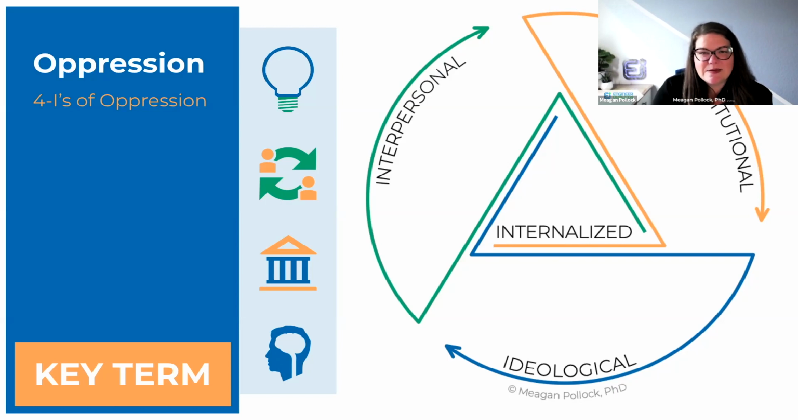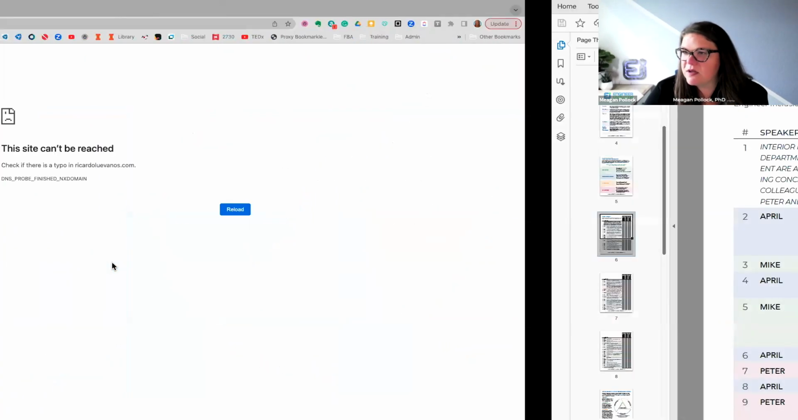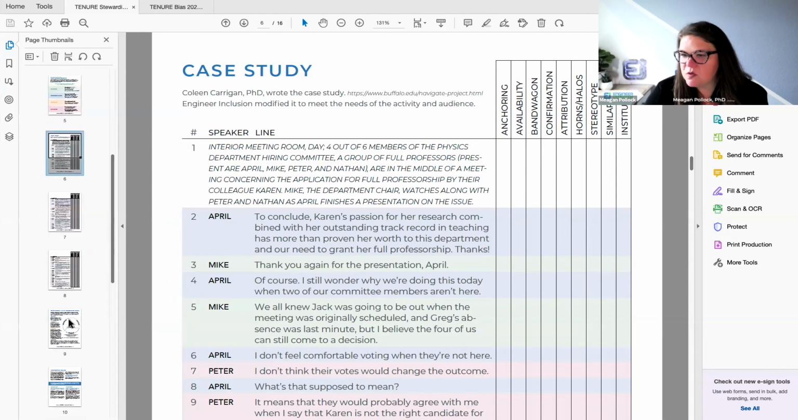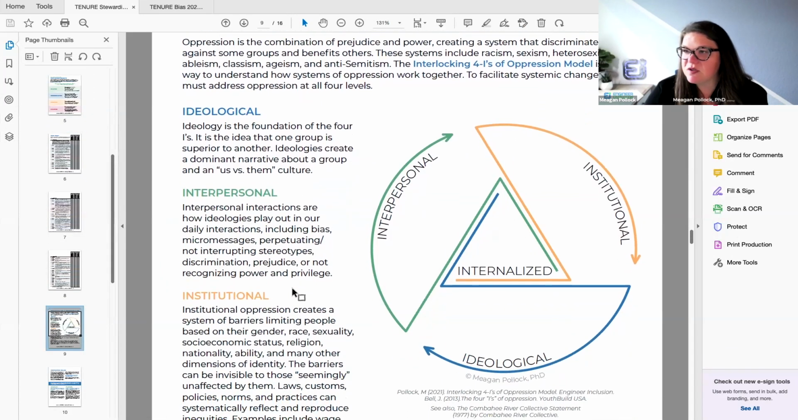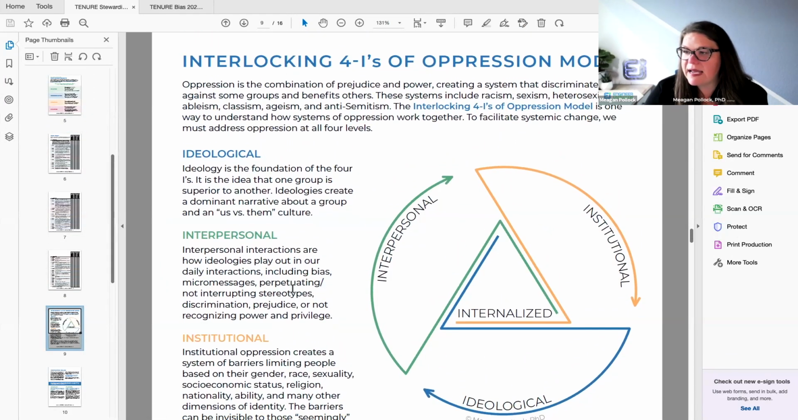So these systems, they are designed by people and they are upheld by people, right? So similar to the ruling relations, those are upheld by people. These systems are as well. If you want to learn more, I like this 4I model: the ideological, interpersonal, institutional, and internalized. And this is also in your packet. So if you go to page 9, it gives you the definitions of these 4Is.